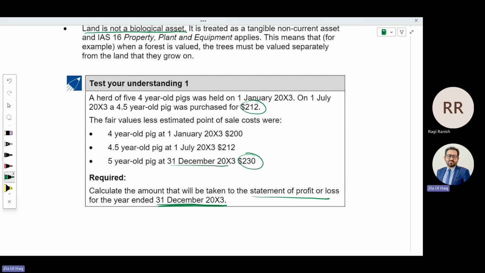At the start of the year, at the end of the previous year, you were having 5 pigs. And their value was how much? 200. 4-year-old. What's that? 1,000. What is this? Fair value less point of sale cost.